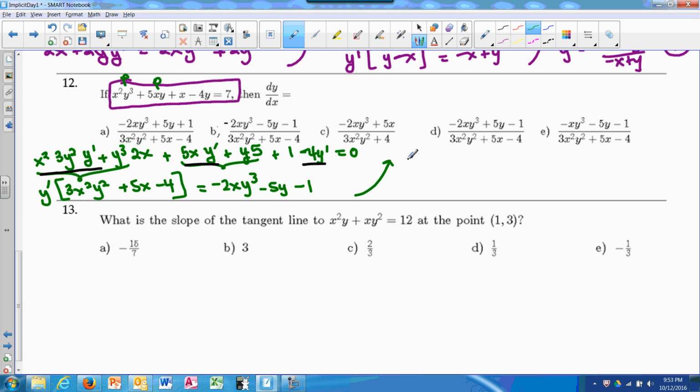So I have my y prime is equal to the entire right side divided by the product from the left side. So the correct answer is B.